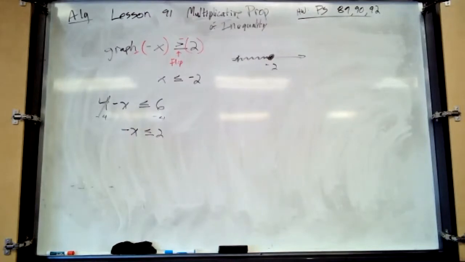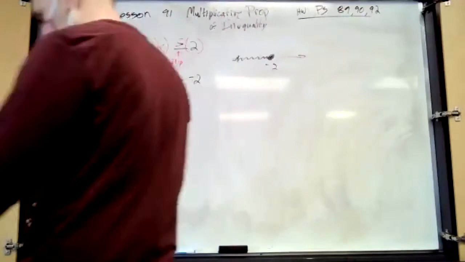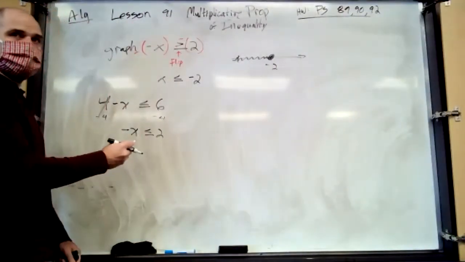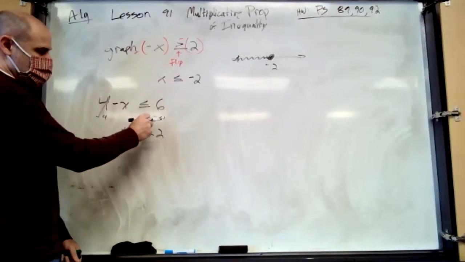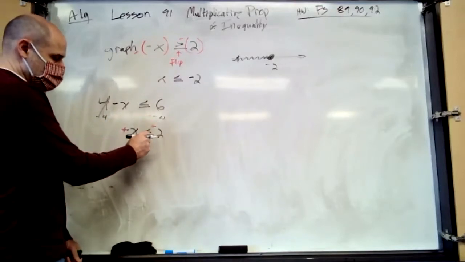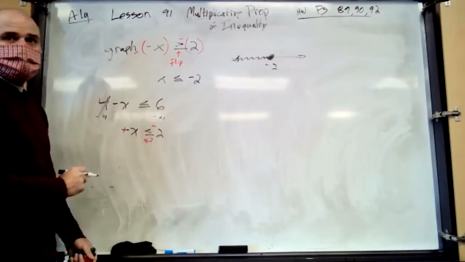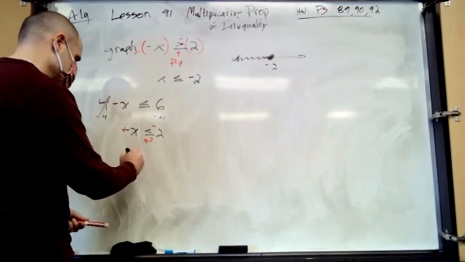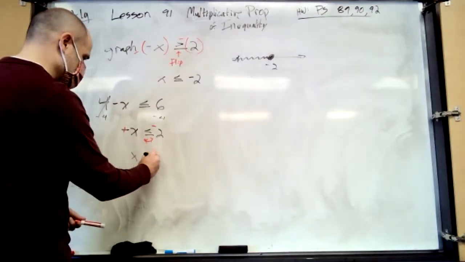All right, now how do we get that x by itself? What do you have to get rid of? The negative sign. How do you get rid of a negative? Multiply by -1. Okay, watch this. So if I do this, I have to do this, and I have to do this, okay? Because I'm multiplying or dividing by -1. So x is greater than or equal to -2.